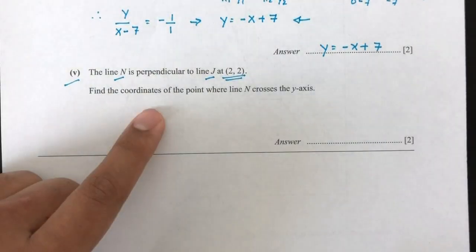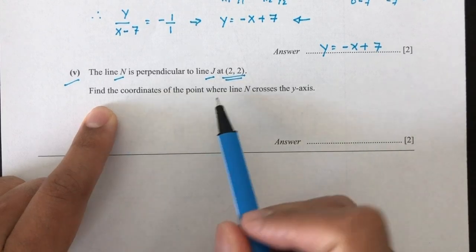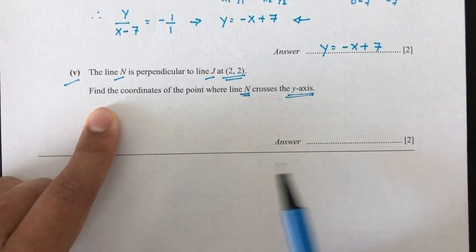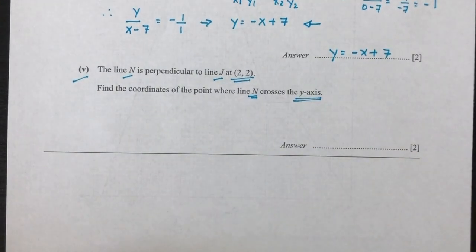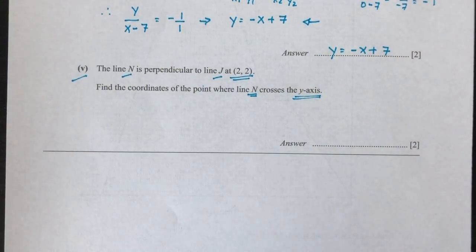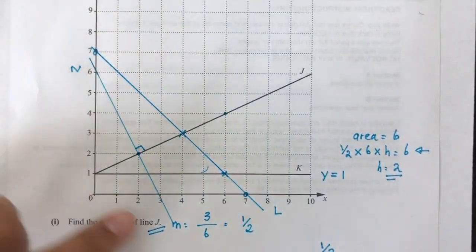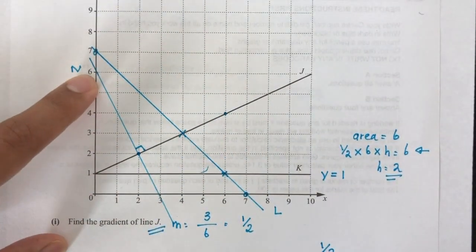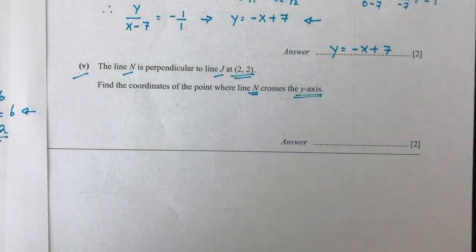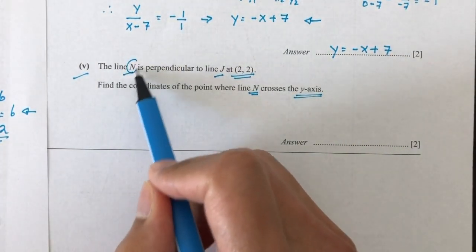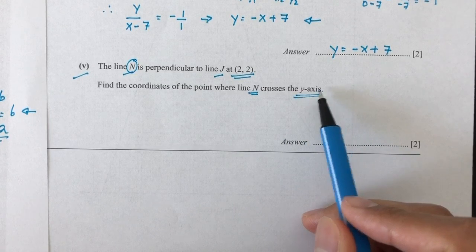What is the question? It says, find the coordinates of the point where line N crosses the y-axis. There are a few ways of doing that. One is by drawing the line, and as you can see, by drawing the line, it crosses the y-axis at this point, at 6. But if you want to be more sure of your answer, you can first find the equation of line N, and then find this point.